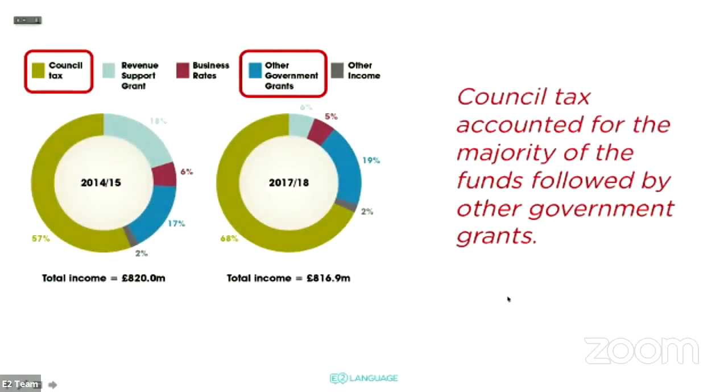Council tax increased its funds as well as other government grants. Good, fine. You can make it a little bit more complex, but that's good. Well done. Cool. All right, so I said the council tax accounted for the majority of the funds, followed by other government grants. And I could have also said that they both increased over the periods.